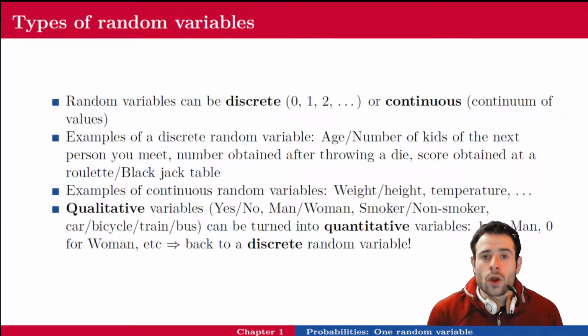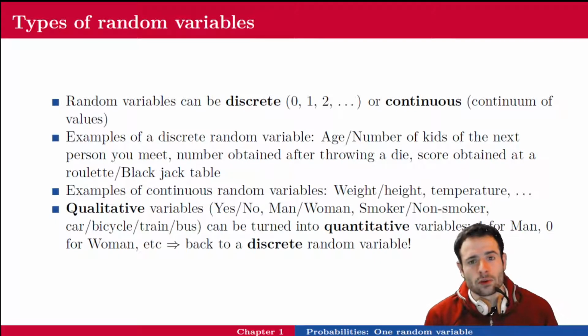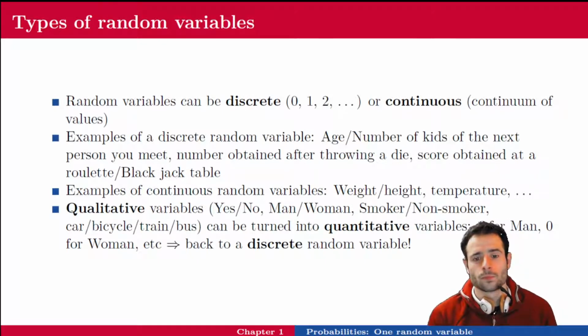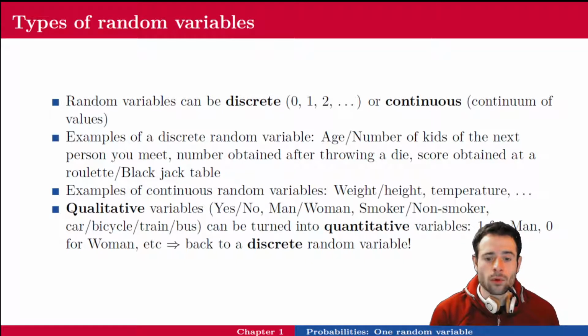What we typically do when we deal with a qualitative variable is we turn it into a quantitative variable. For instance, we could code 1 for man, 0 for woman, and it's not about who gets the 1 and who gets the 0. You could do it the other way around as well and give 0 to a man and 1 to a woman. But the idea is to say the variable x can either be equal to 1, that's when I observe a woman, or 0 when I observe a man. And this way, we are going from a qualitative variable back to a discrete random variable.